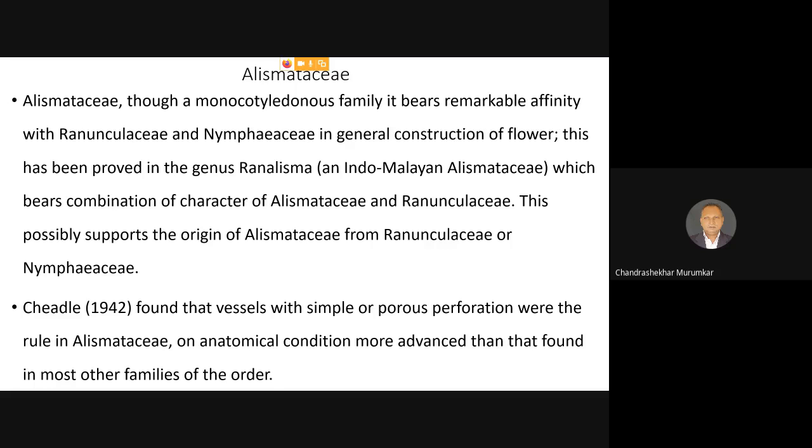Now, at this juncture, I would like to bring a very interesting character you must be knowing, and that character is of a wood character. A simple pitted thickening is found in Alismataceae. A similar type of simple pitted thickening is found in Ranunculaceae, whereas the bordered pitted thickening is found in the gymnosperms. Particularly in the Cycadales group, in the Bennettitales group, even in the Coniferous group also, we'll find a bordered pitted thickening.